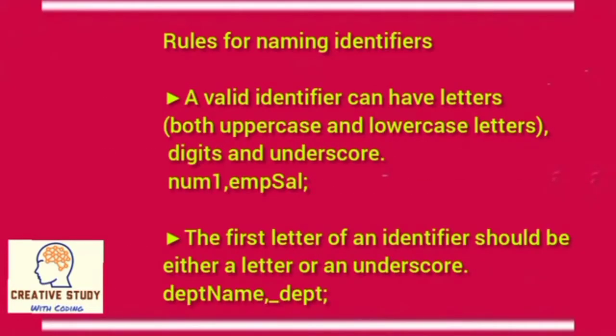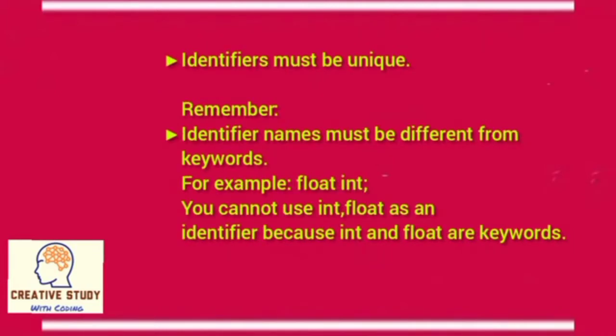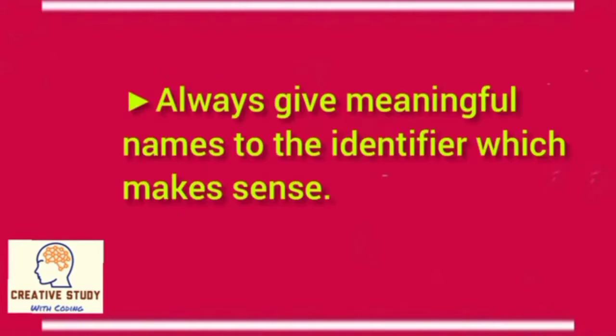There are some rules for naming identifiers. A valid identifier can have letters, digits and underscores, for example num1, emp_salary. The first letter of an identifier should be either a letter or an underscore. Identifiers must be unique. Remember, identifier names must be different from keywords, for example float, int. You cannot use int or float as an identifier because int and float are keywords. Last but not the least, always give meaningful names to identifiers, which make sense.